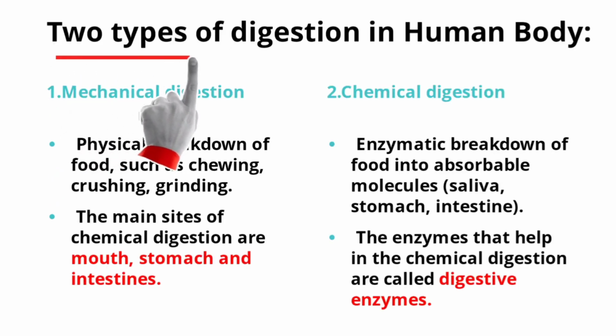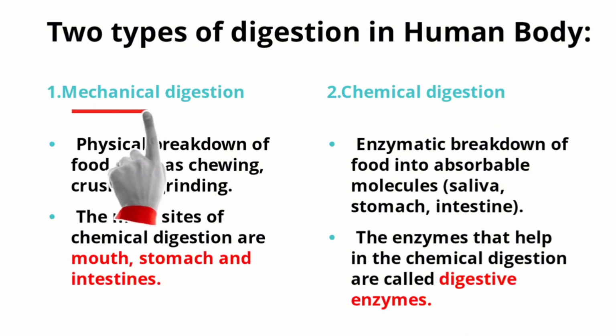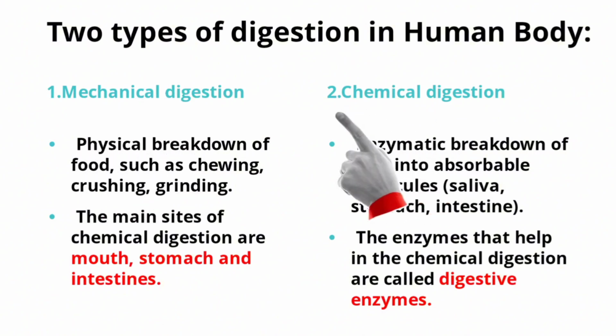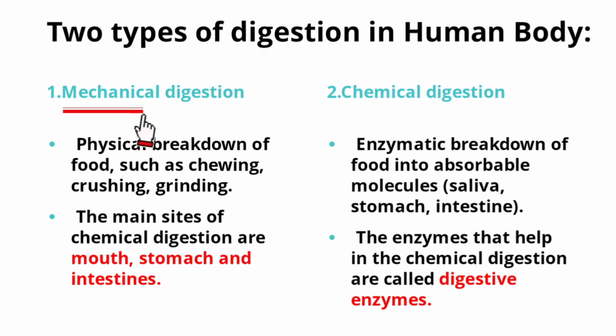There are two types of digestion in the human body. Number one, mechanical digestion. Two, chemical digestion. Mechanical digestion is the physical breakdown of food. For example, chewing in the mouth and the stomach are mechanical. Chemical digestion uses enzymes. The enzymatic breakdown of food into absorbable molecules by digestive enzymes is called chemical digestion.